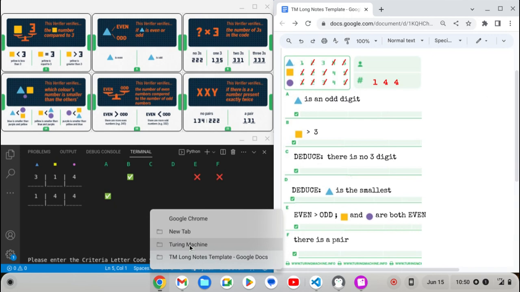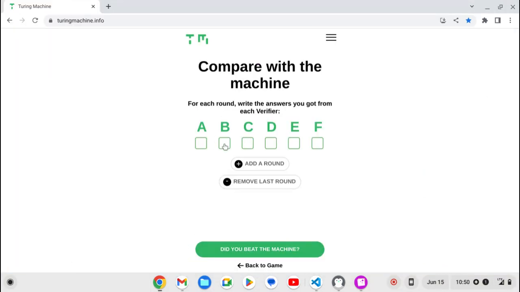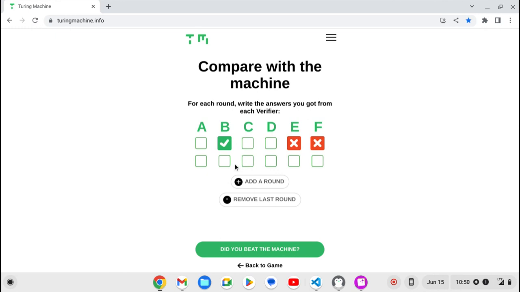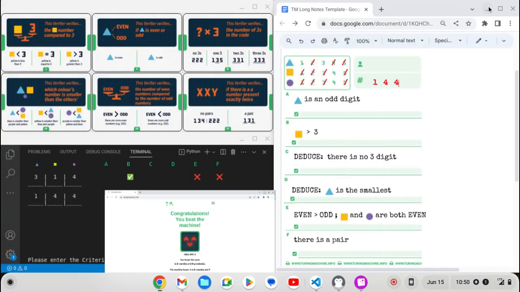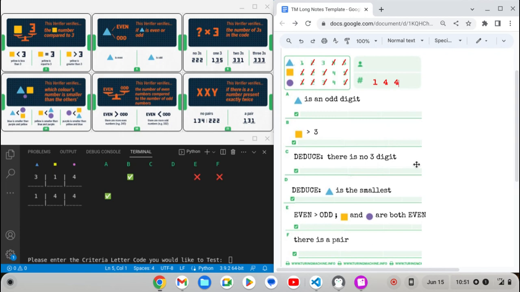So let's go type that up. So B, E, F, and then A. And let's see how we did. Wow, very cool. So we did it in 4 questions, and the Turing Machine did it in 7. But of course, we had these just amazing aha moments where we were able to deduce, based on how to play the Turing Machine game. And yeah, these 2 deductions really allowed us to not have to test both C and D, right? They were kind of missing in there. Well, this was, I think, a fantastic solve.